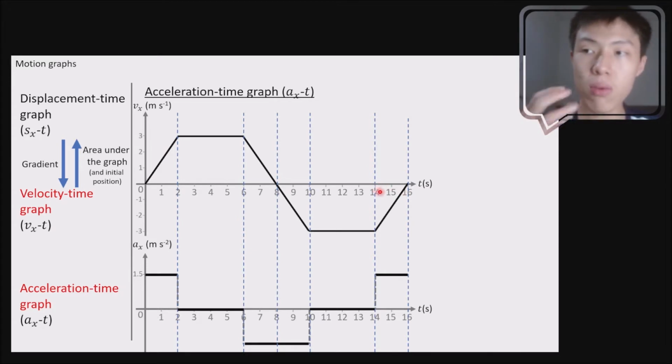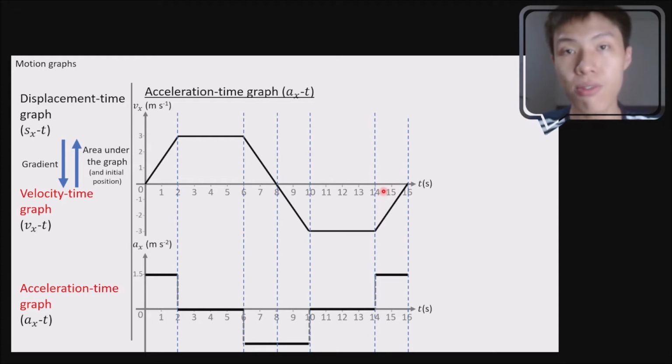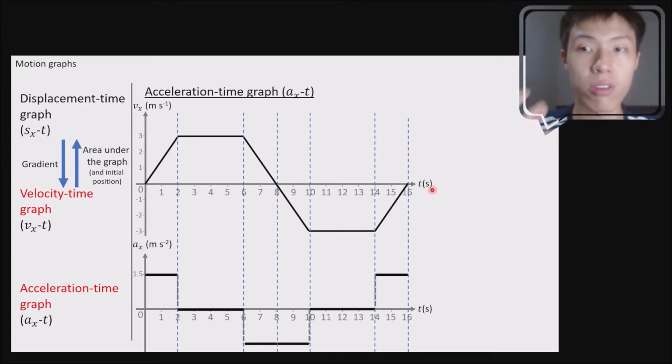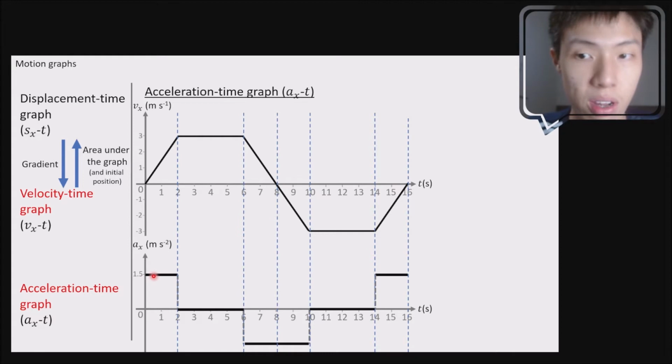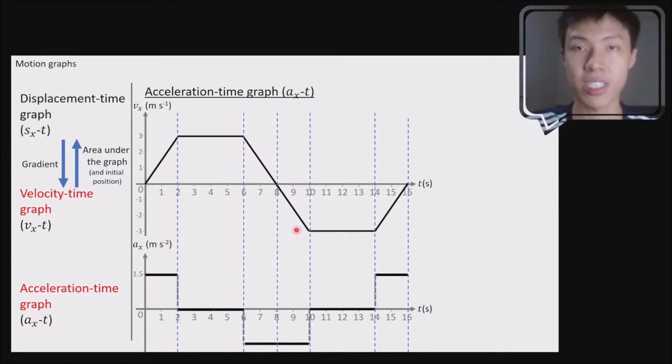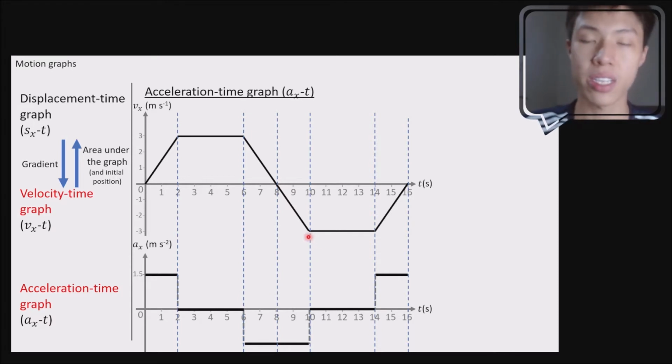Again, the principle that we use to relate between the velocity time graph and the acceleration time graph is similar to how we relate between the displacement time graph and the velocity time graph. We determine the gradient of the velocity time graph, and the gradient will be equal to the value of the acceleration that we plot in the acceleration time graph. Let's go section by section to understand this principle more clearly.